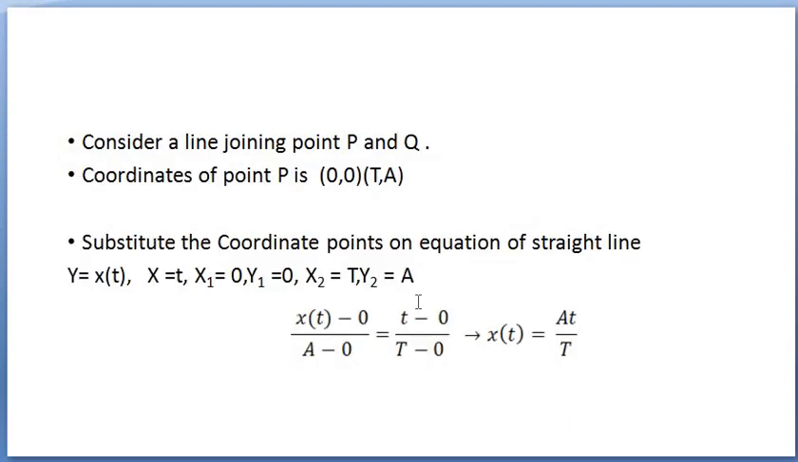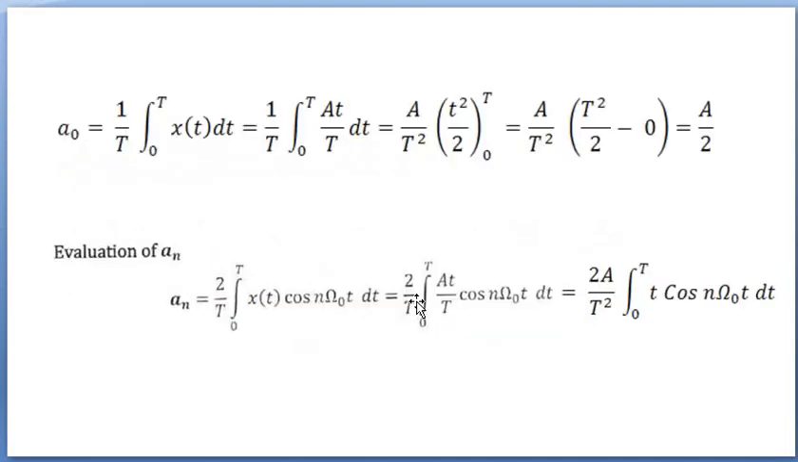So here we are considering 2 points P and Q. These are the 2 points of the triangular signal, one at the origin and the other at the end of the fundamental period capital T. Now substitute x1, y1, x equal to capital T and y equal to x(t) in the equation, and simplify this. We get x(t) equal to A t by capital T.